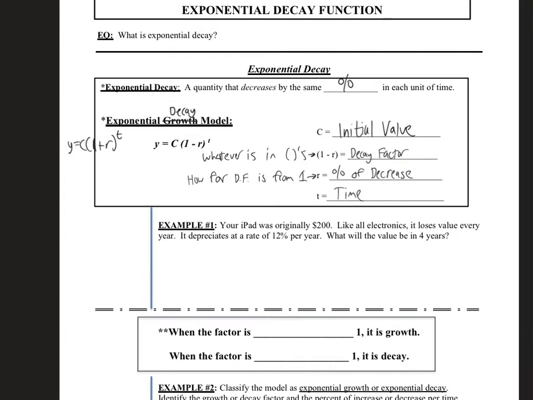Okay? So we're going to do some actual word problems here. We're also going to be getting some practice with identifying the decay factor, percent of decrease, percent of increase, and that kind of stuff. Okay?